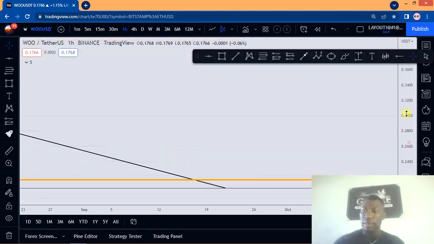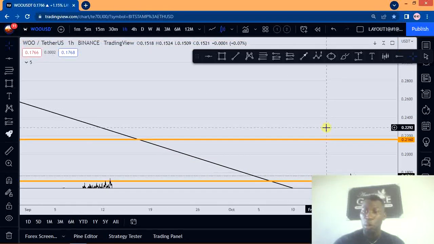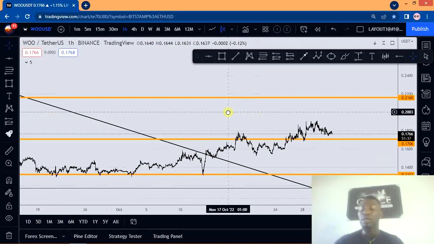Let's expand this. Remember, we have just done top-down analysis, so we know that the market is going bearish, which means I will try to make sure that most of the trades, the keyword is most, because there are times you can take a long position, but if I'm taking, let's say, 10 trades, I'll make sure that 6 of the trades are going to be short positions. Do you see that?